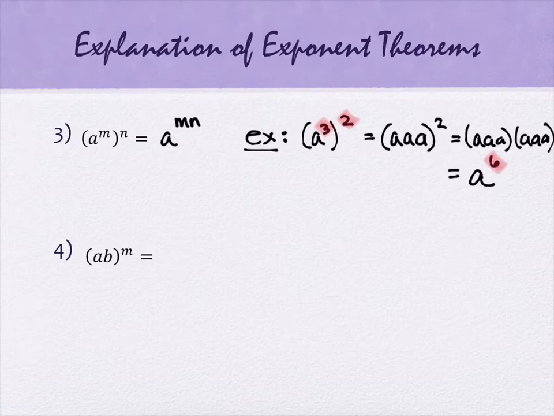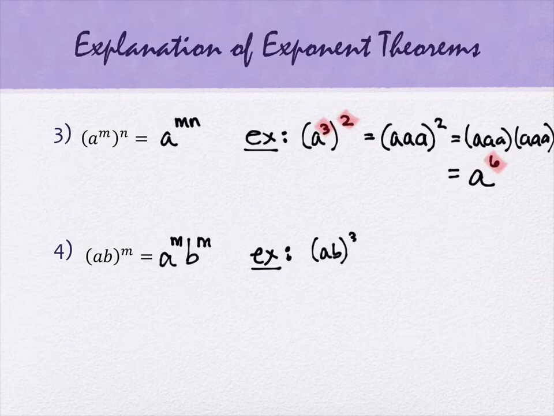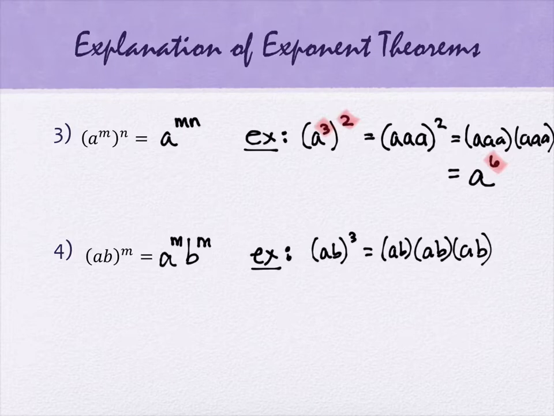All right. And then the last one says I should be able to distribute the m through to the a and the b. And we're going to do this with just a power of 3. So power of 3 means that I multiply something by itself 3 times. So I've got AB, AB, and AB. So far, so good?